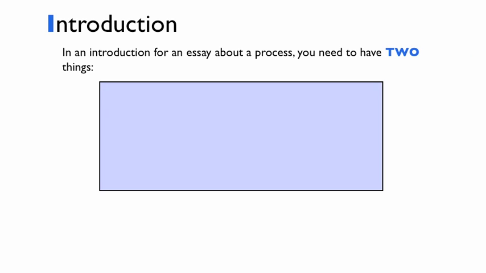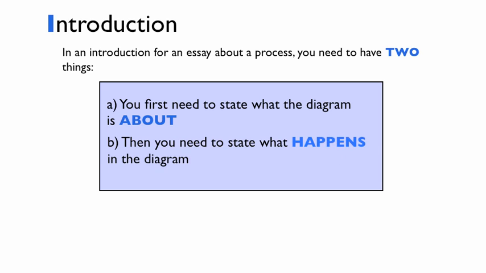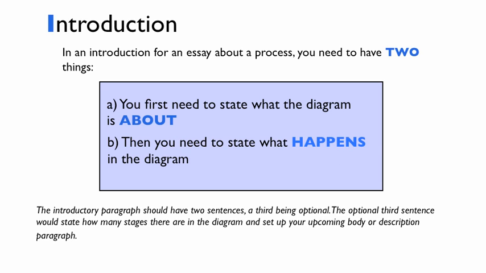Introduction. In an introduction for an essay about a process, you need to have two things. You first need to state what the diagram is about. Then you need to state what happens in the diagram. The introductory paragraph should have two sentences, a third being optional. The optional third sentence would state how many stages there are in the diagram and set up your upcoming body or description paragraph.